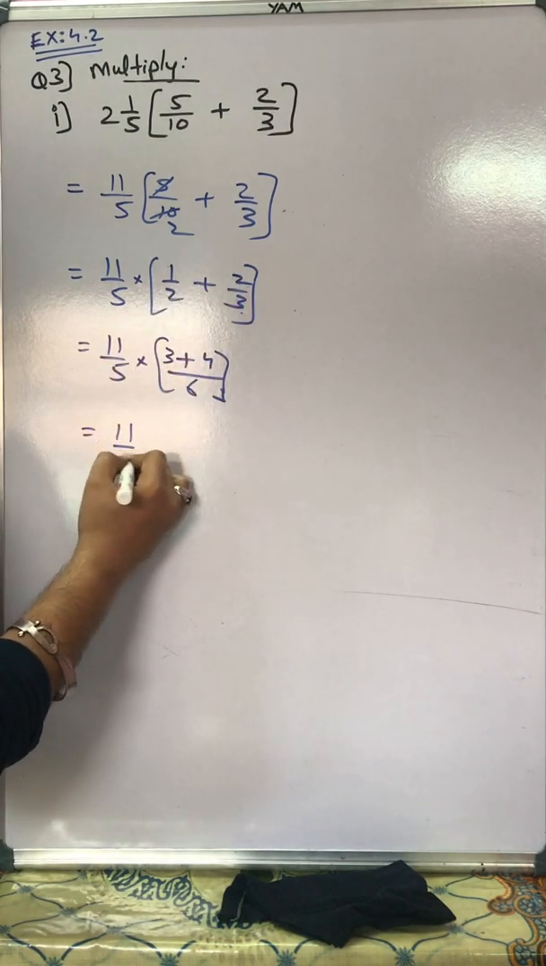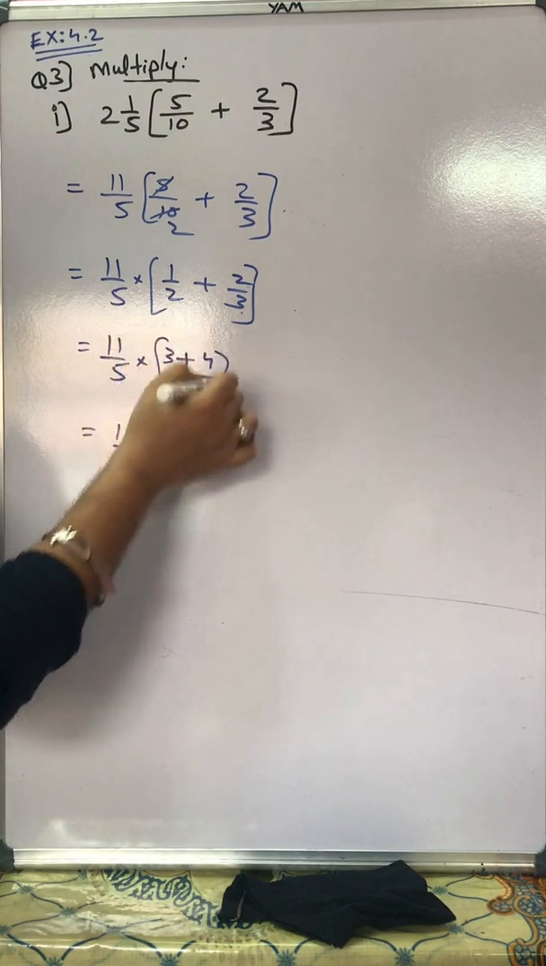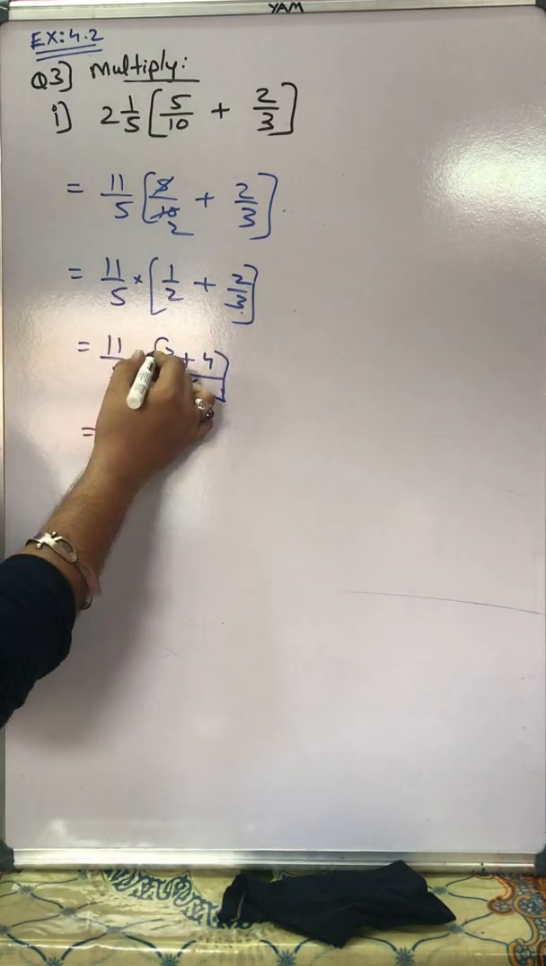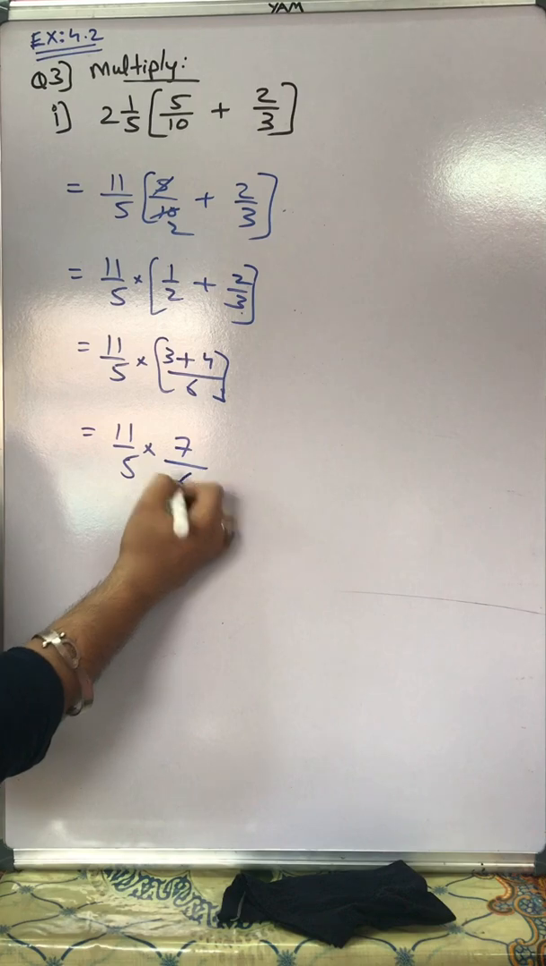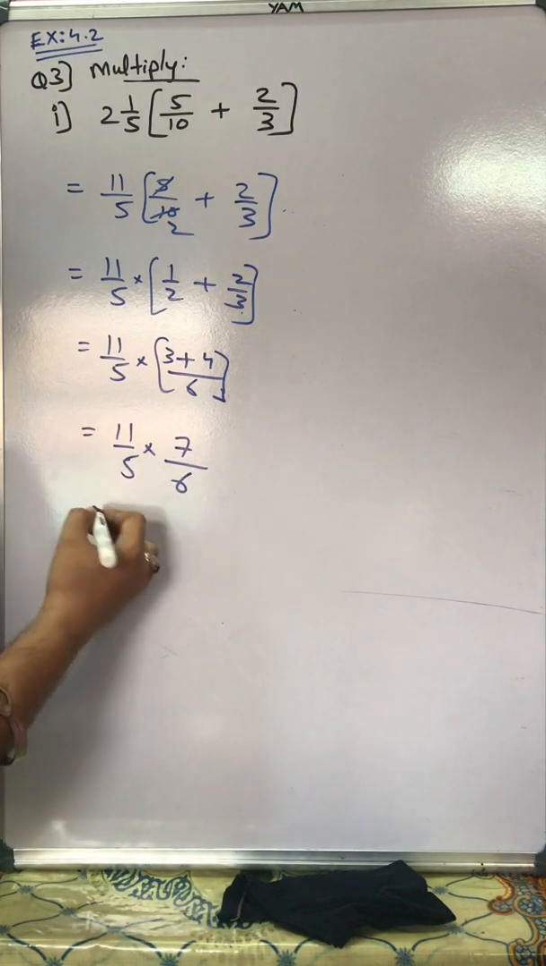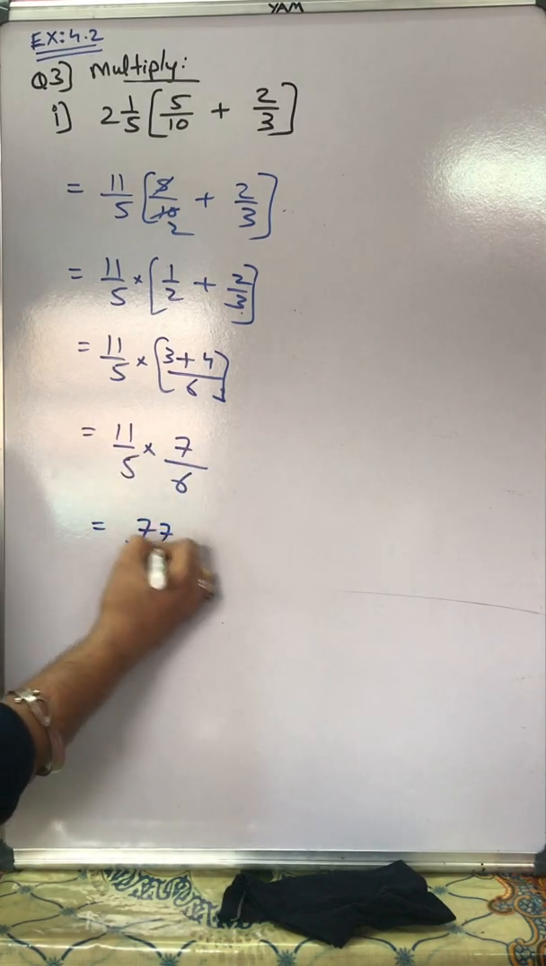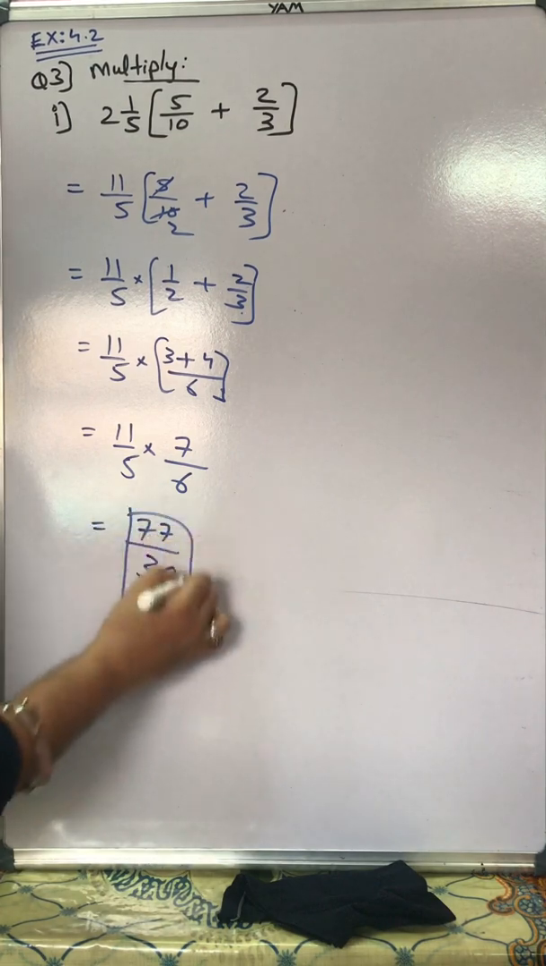Okay, so 11 upon 5 multiplied by, now no need of the square bracket. If you put it also, it's no harm. 4 plus 3 becomes 7 upon 6. Okay, is anything getting cancelled? No. So 11 sevens are 77 upon 5 sixes are 30. This is my answer.